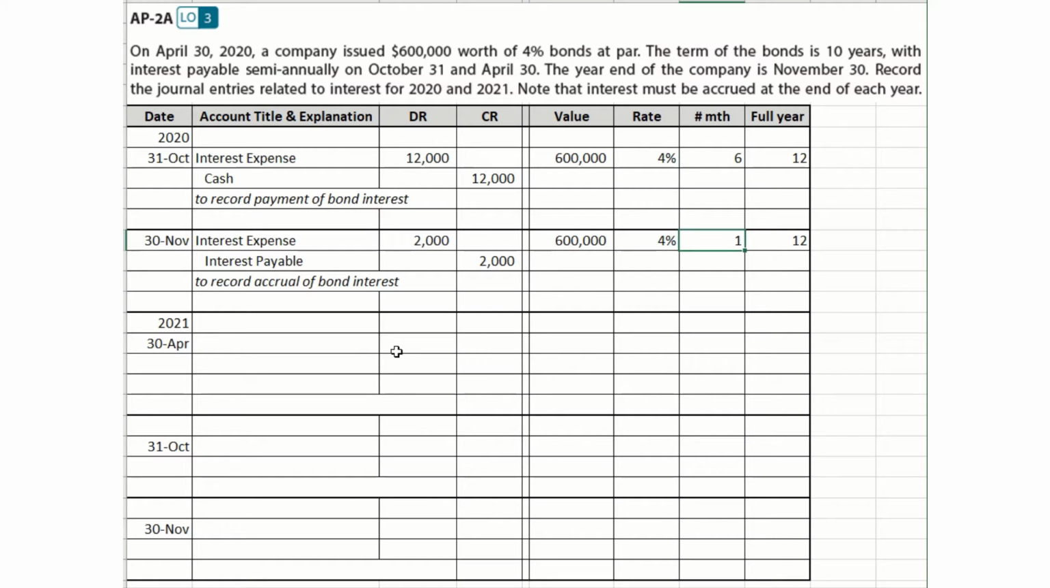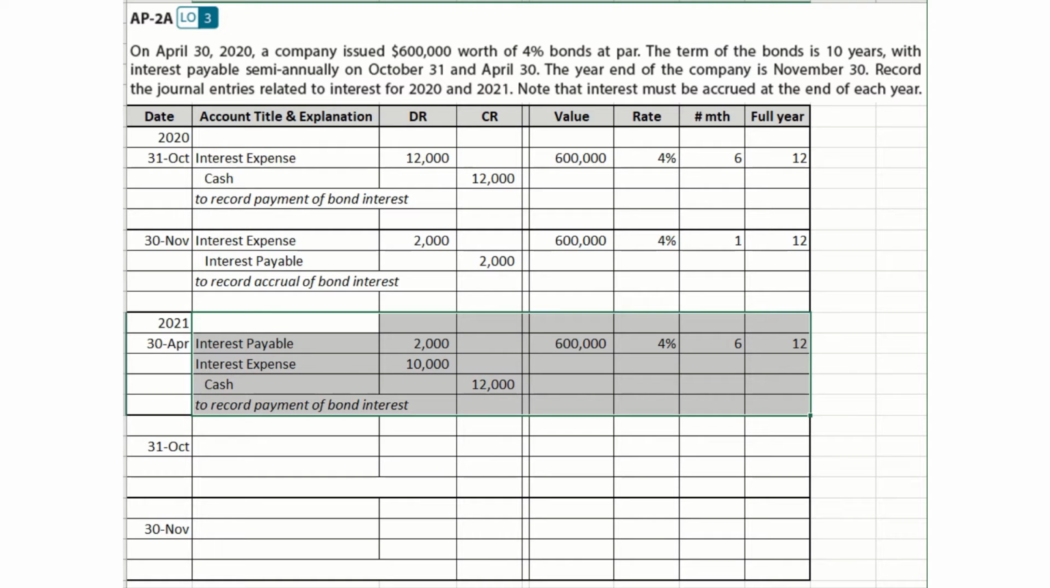Rolling forward to the April 1st, 2021 payment then, we need to calculate the interest for another 6 months. So we take the 600,000 times the 4% times a half a year, 6 months out of 12. That'll give us the total payment of $12,000 that we will make to the bondholders. We need to credit cash. We need to reverse the interest payable that was accrued from November 30th. So we have a debit to interest payable for the $2,000 from the previous transaction. And therefore our interest expense for that appropriate period of 5 months would be $10,000 debit to interest expense.